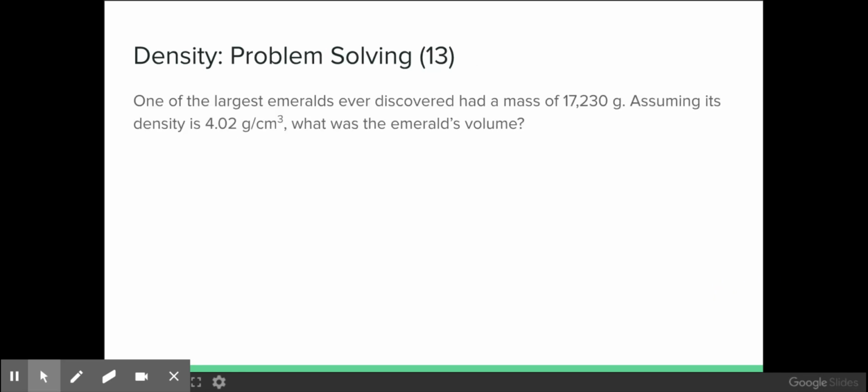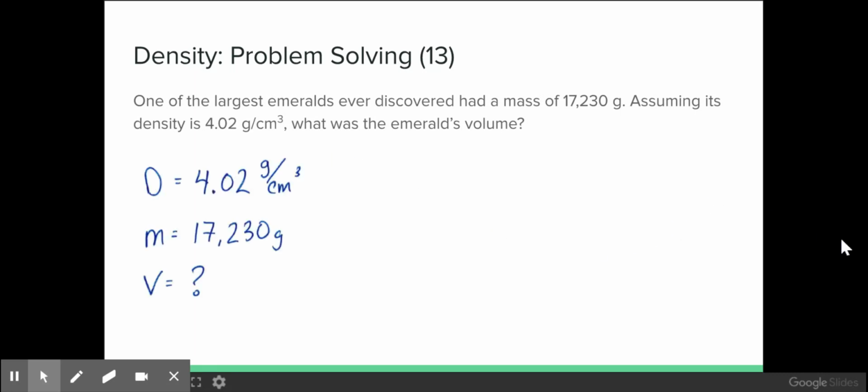Anytime that we're working with density problems, I'm going to show you a series of steps that I use to keep my work very organized. We have an emerald and we're given the mass, we're given the density, and we're trying to figure out what its volume is. First thing I always do is I write a list of all of my givens. My density is 4.02 grams per centimeter cubed. I'm putting my units in with my variables. I'm declaring my variables. My mass is 17,230 grams, and my volume, I don't know.